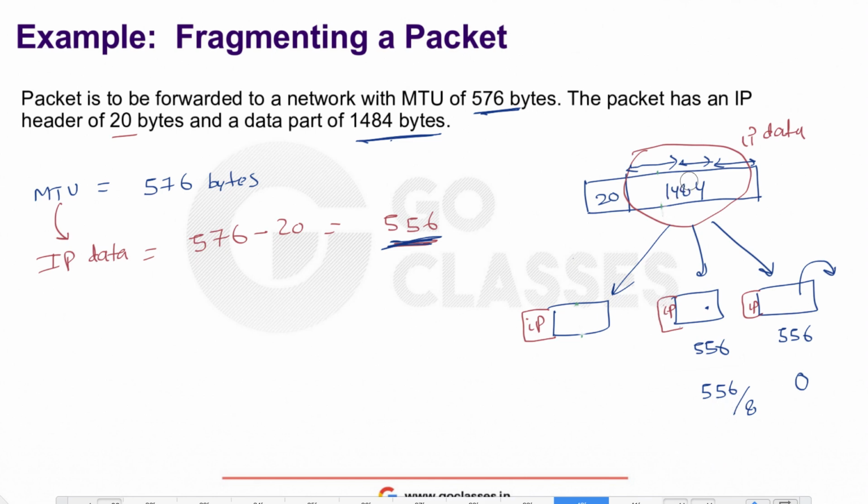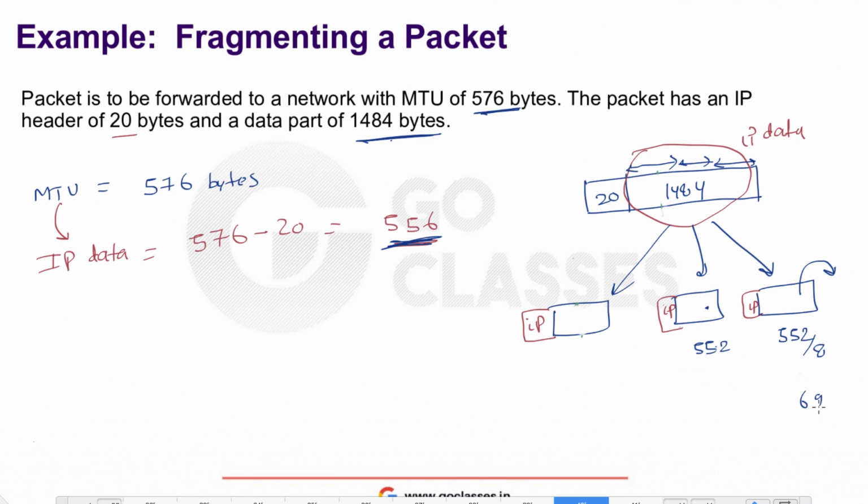So whenever you are dividing this 1480 into a number of packets, do not divide if you are not having a multiple of 8. So always divide with a multiple of 8. Instead of 556, I will say 552. Based on the IP data or the MTU, what the link can carry is 556, but since you cannot divide this 556 by 8, you will be saying that this is 552, because if you divide by 8, then this will be 69.